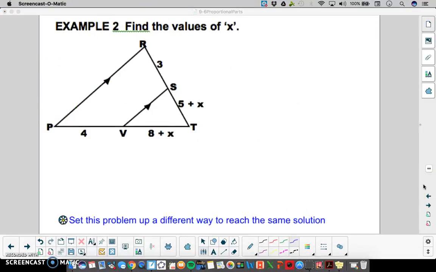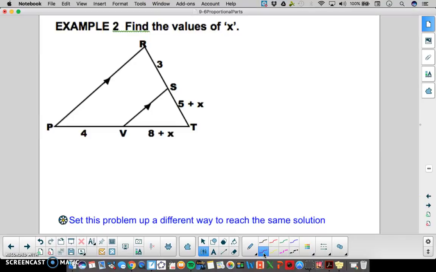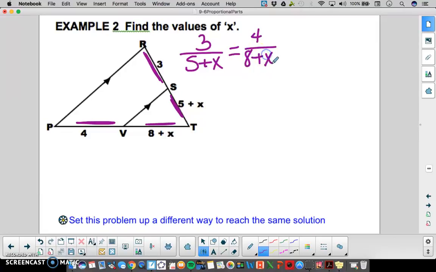In this example, we want to find the value of x. We can use proportional pieces. So RS is to ST as PV is to VT. So I would set up that proportion. So I would have 3 over 5 plus x equals 4 over 8 plus x.